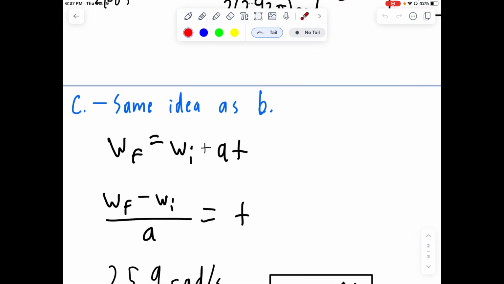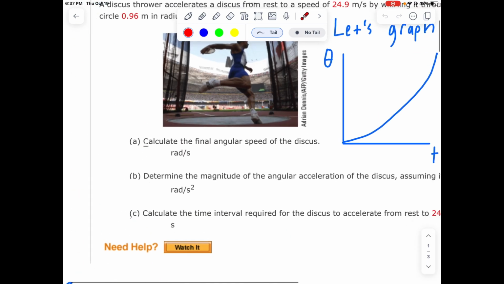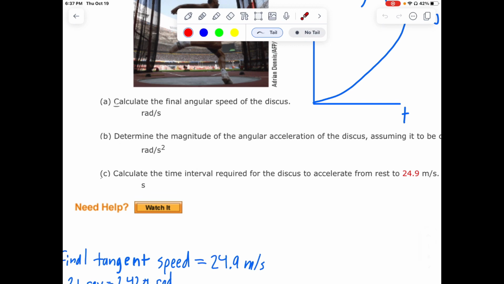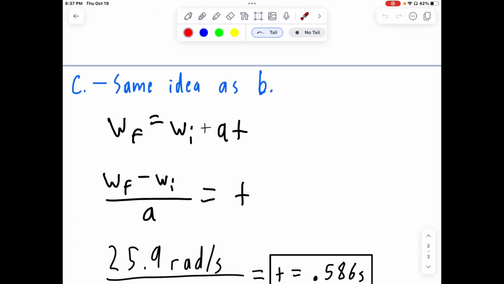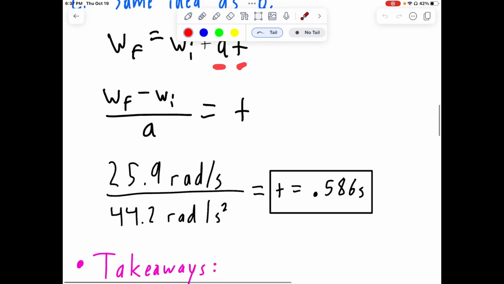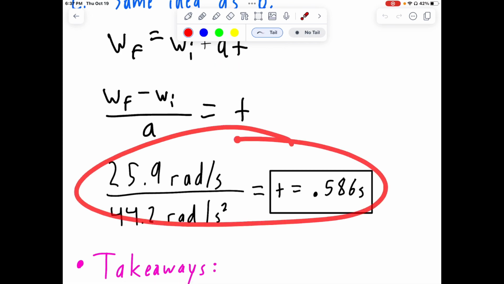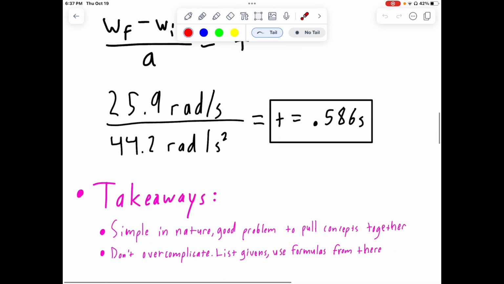C is largely the same idea as B. It's asking us to calculate for time. So again, final speed, initial speed, angular acceleration, time, set it equal to time. Plug in the values, and there you go, you get time.